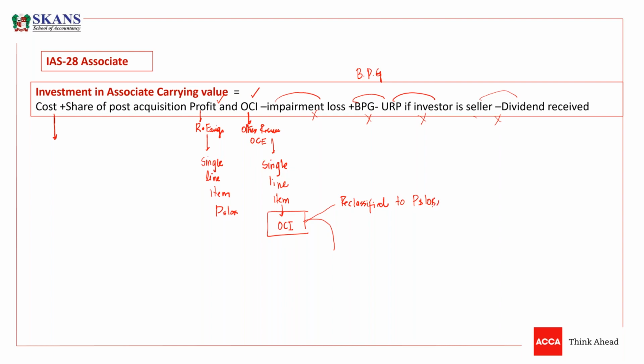You are writing them in other comprehensive income, but at some point, you have to recycle them towards P&L. You have to reclassify them to P&L. And there are certain things that will not be recycled, not reclassified to P&L.